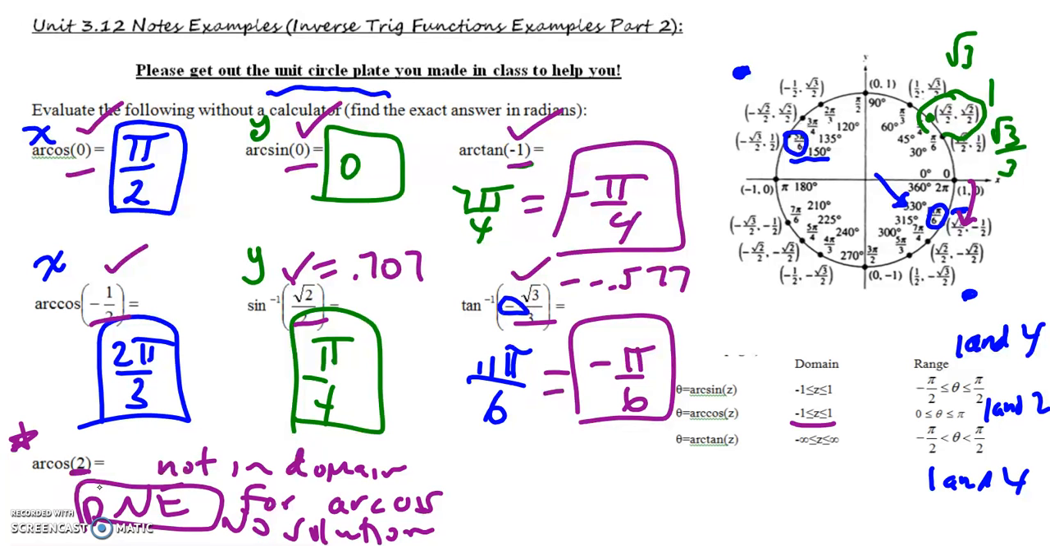Okay, so at this point, I hope more of you are starting to memorize these restrictions, or at least getting more of an idea that arc sine and arc tangent are in quadrants 1 and 4, and arc cosine is in quadrants 1 and 2.